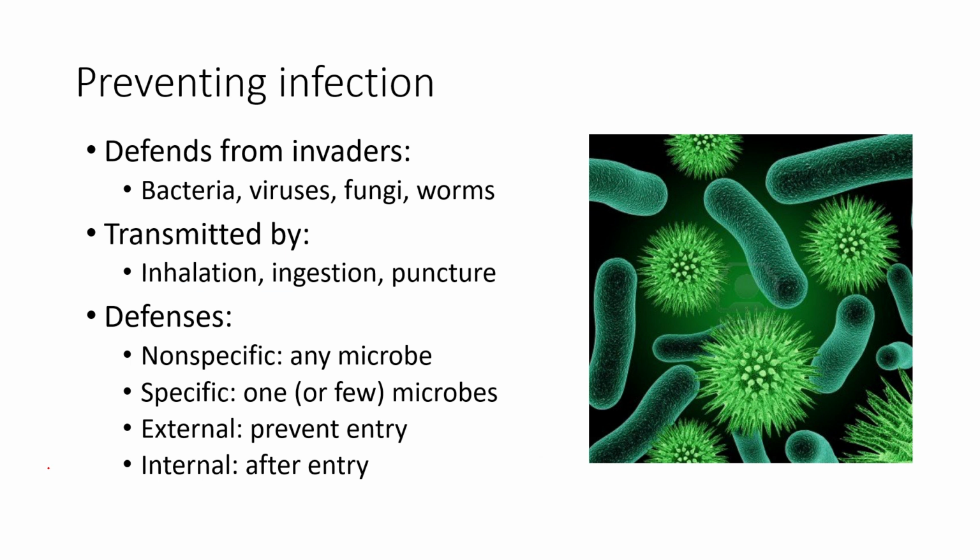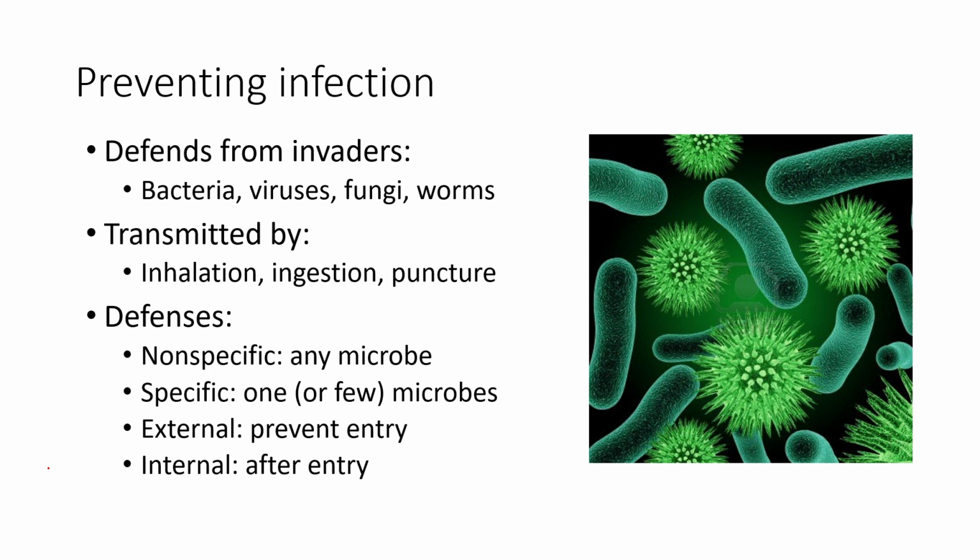And all these different invaders are transmitted by all different sorts of routes, right? We can have inhaled invaders or pathogens that might cause a respiratory disease. They can be ingested, which would cause maybe more gastrointestinal distress. If you break the skin barrier, you can have pathogens enter directly into your bloodstream through a puncture wound. And so this is why we have a variety of defenses to defend against all these different types of invaders and all these different modes of transmission.